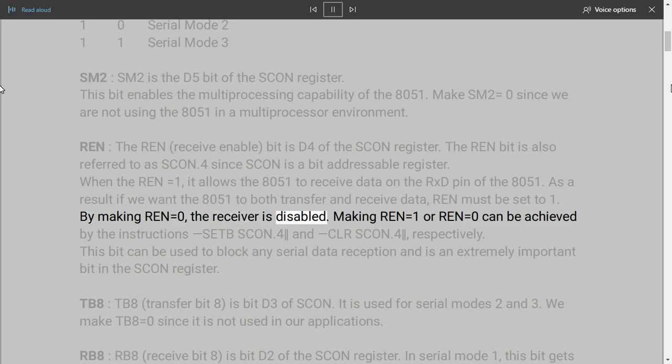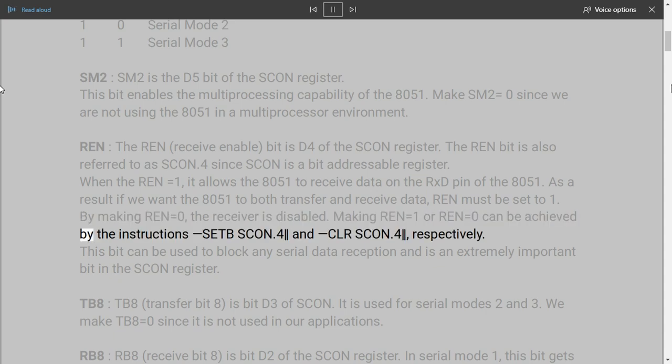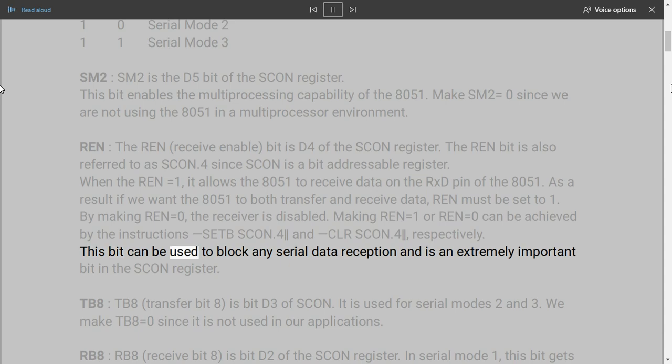Making REN equal to 1 or REN equal to 0 can be achieved by the instructions SETB SCON.4 and CLR SCON.4, respectively. This bit can be used to block any serial data reception, and is an extremely important bit in the SCON register.